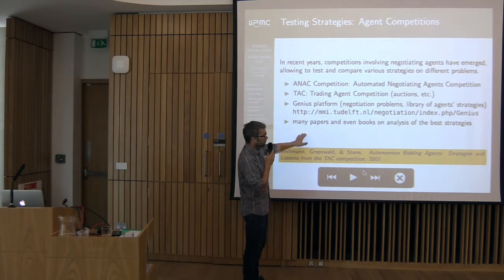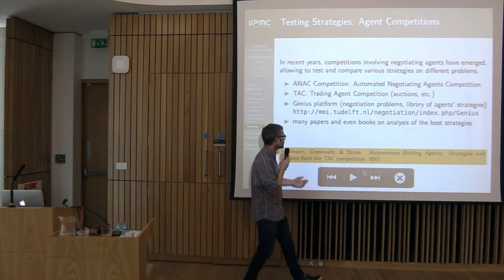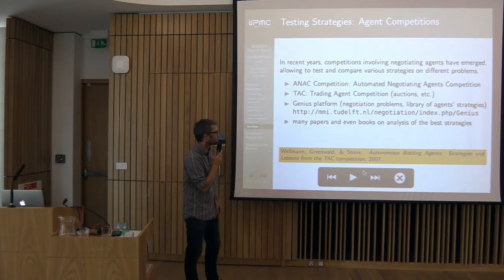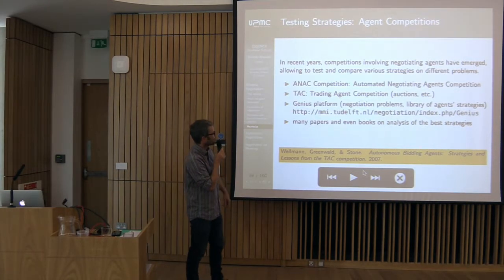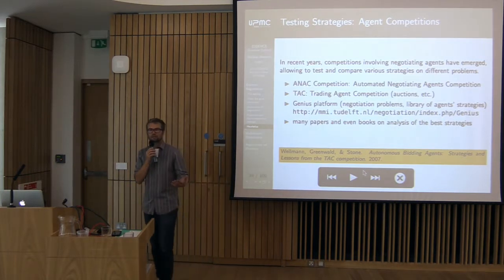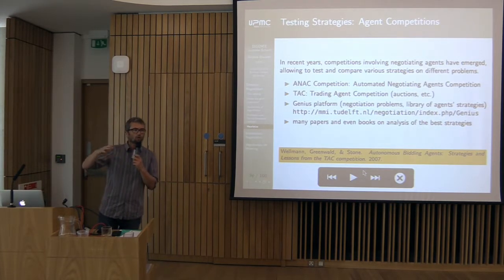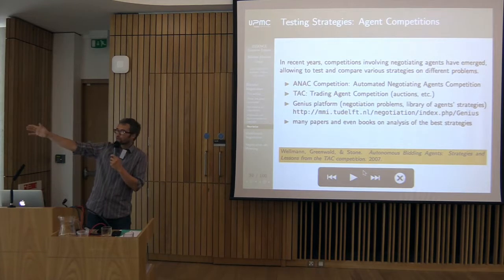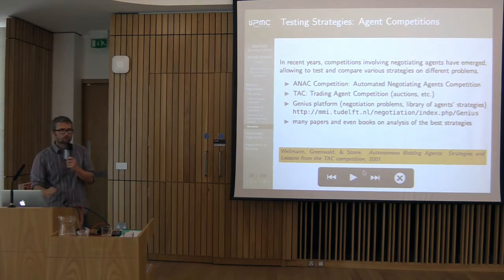You have many papers and even books analyzing the best strategies of agents in this situation. You have a book by Michael Wellman and colleagues. Maybe there is another one more recent. You also have this nice platform developed at Delft, called the Genius platform, where you can easily test basic strategies. You have a nice graphical interface, and you see how agents make the offers in the space of negotiation and so on. So that's good to know also for teaching. That's very useful.